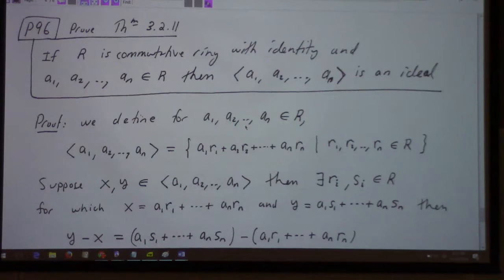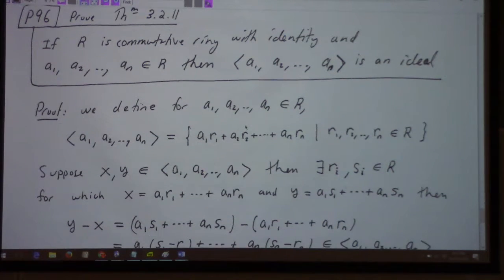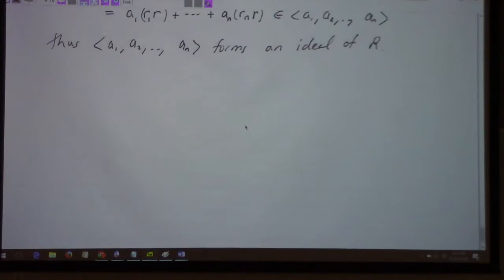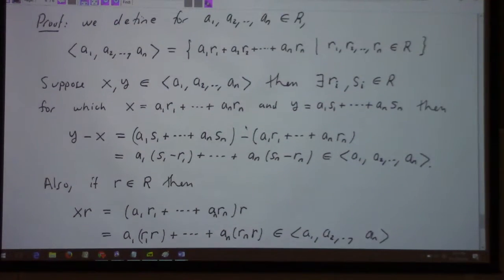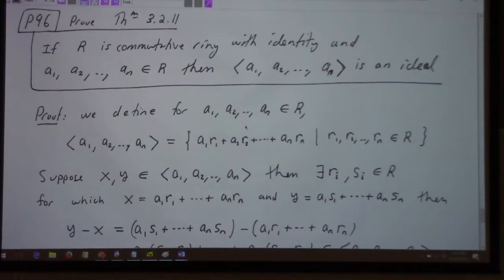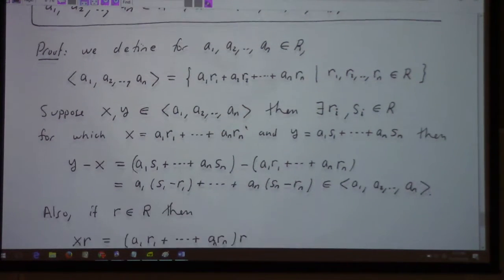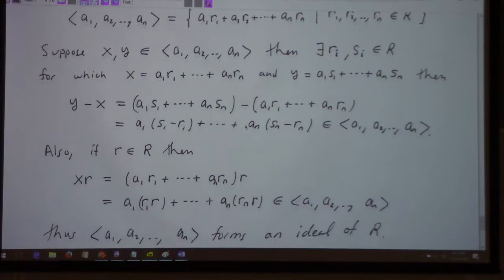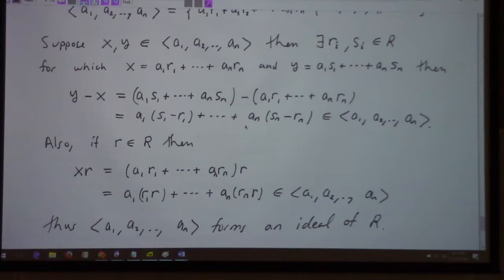But, oh, this one was not bad. This one's pretty straightforward. I'll let you look at it. Oh, I guess I'll let you look at it again here. It's basically to prove that the ideal generated by A1 through AN is an ideal. We just use the ideal test, which is to show the difference is again in there, right? Y minus x is again in the ideal, given that x and y are in the ideal. And also that the product of something in the ideal and something in the ring is again in the ideal. So the closure, if you will.